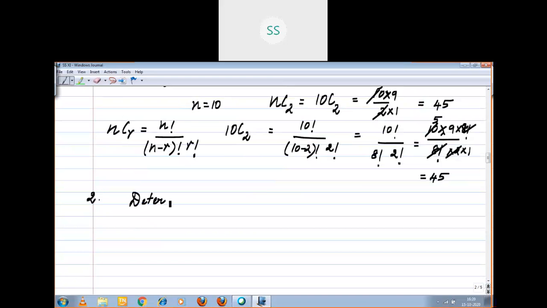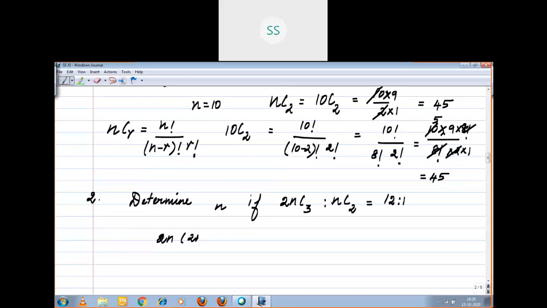Determine n if 2nC3 is to nC2 equal to 12 is to 1. See here, 2nC3, right? 2nC3 means how will you write? You have to write it in the reverse order. That should be only 3 terms in the numerator, right?